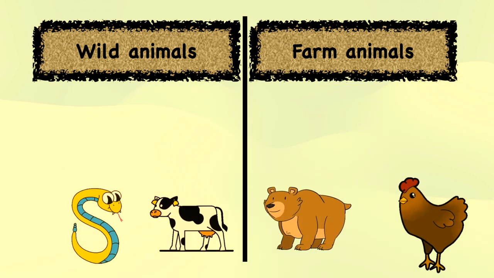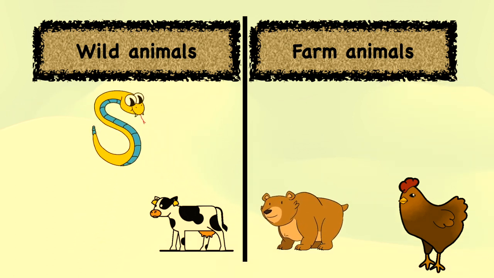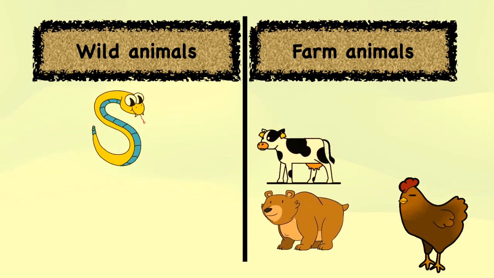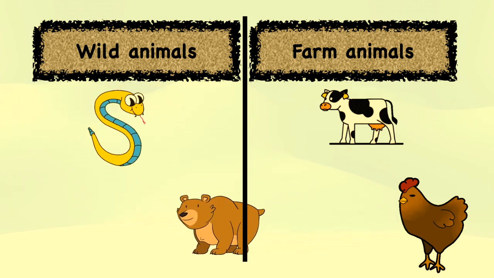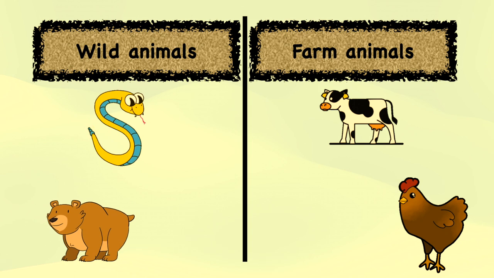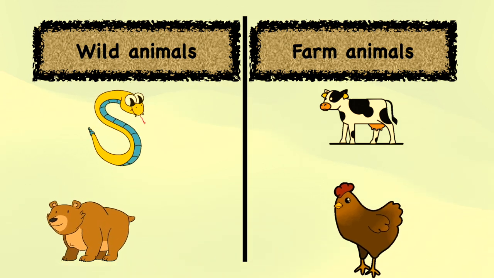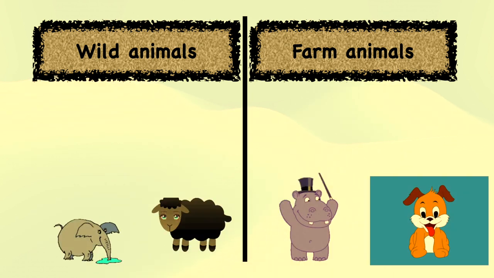Now, snake. Can you spot the wild animal and farm animal among these animals? Yes, snake is a wild animal. Cow is a farm animal. Bear. Bear is a wild animal. Hen. Hen is a farm animal. Help me to put wild and farm animals in the separate column.